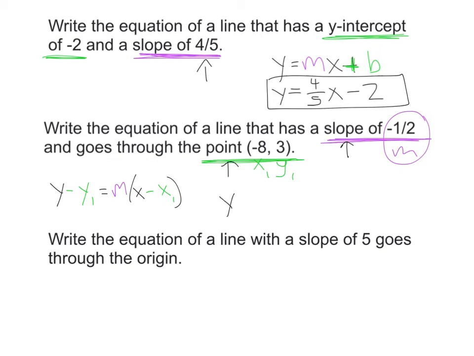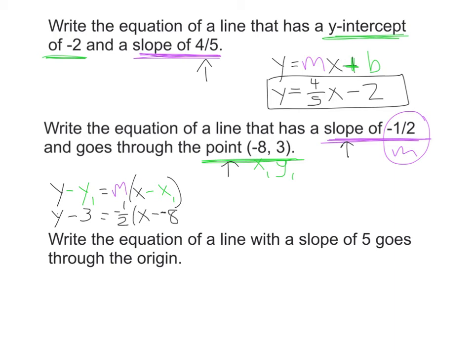So it should be y, sorry, I'm going to erase that and try that again. So y. Our y1 is right here, and it's 3, +3. So we are going to have y minus 3, because if it's +3 here, it should look like -3 here, equals our slope, which is -1/2, and then x minus our x1 value, which is -8.